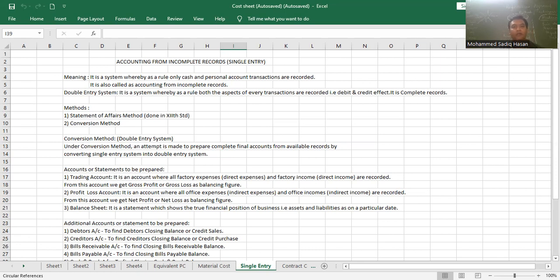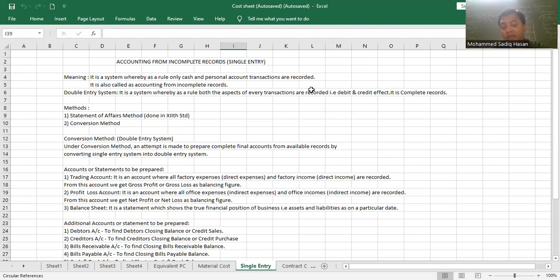Students, we have already done single entry in your 12th standard. If you remember, it was basically about statement of affairs, correct? Where if you see the meaning, it is a system whereby, as a rule, only cash and personal account transactions are recorded. It is also called accounting from incomplete records.